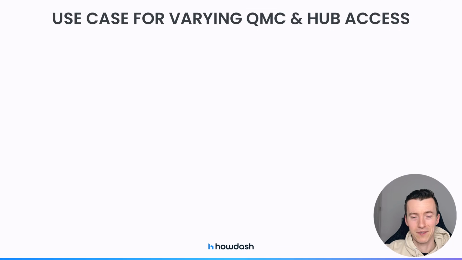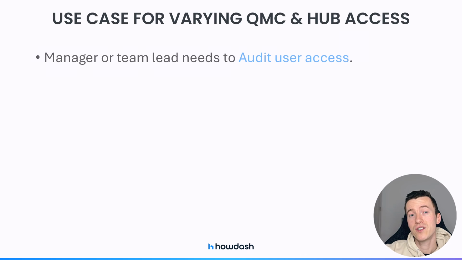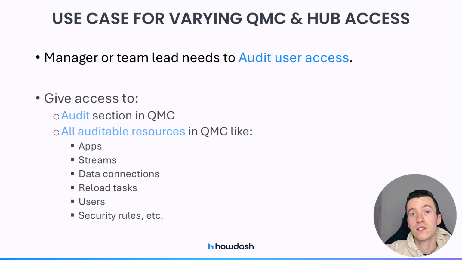Now, the next question, and perhaps the main question, is when would we ever want to give a user access to different apps or other resources in QMC versus the hub? In most cases, we don't. The one real example that you may come across is a manager needing to be able to use the audit section in QMC to see who has access to what. In order to make that happen, the manager would need to be given access to all apps, all streams, all data connections, and other things, but only in QMC. In the hub, they likely would have a more limited access.